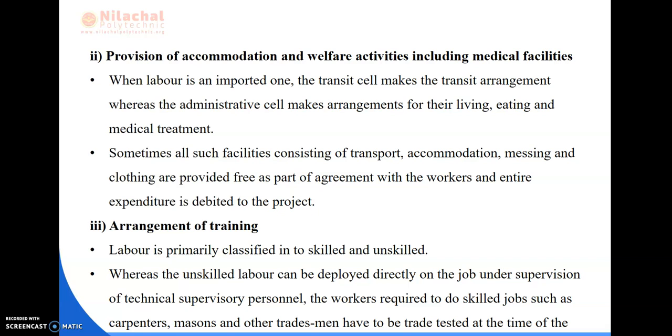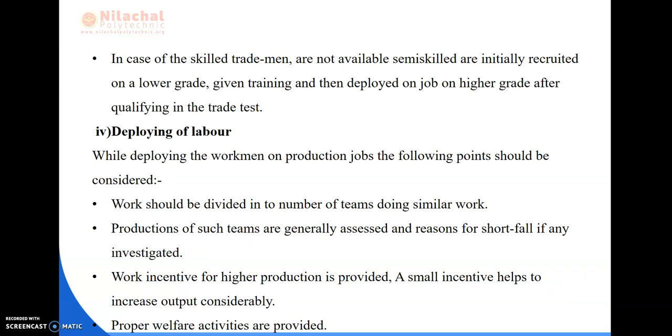Next one is the arrangement of the training. In the arrangement of the training, the labor is primarily classified into the skilled and unskilled. The unskilled labor can be deployed directly on the job under the supervision of a technical person, and the workers required to do the skilled jobs such as carpenters, masons and other tradesmen have to be trade tested at the time of the recruitment. But if skilled men are not available, semi-skilled men have to be recruited in the lower grade, given training, and deployed in the higher grade after giving a test. Next, we will be reading about deploying of the labor.